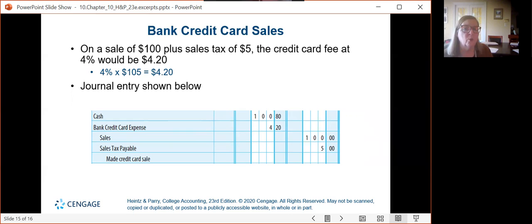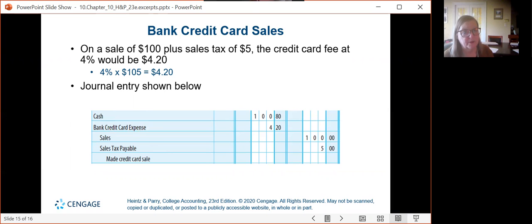So basically what we're going to do is record the fee. We're going to record cash. So put the word cash and put the word bank credit card fee or credit card expense or whatever you want to call it, but it's going to be some way we're going to track the credit card cost. And so we have these two account names. We just have to figure out how much we're actually going to get in cash and how much the credit card company is going to get.